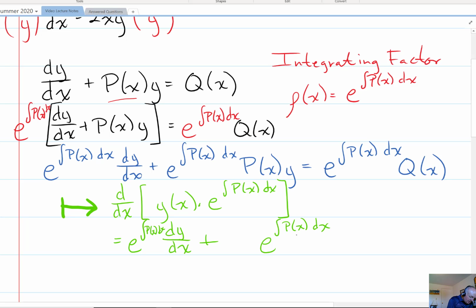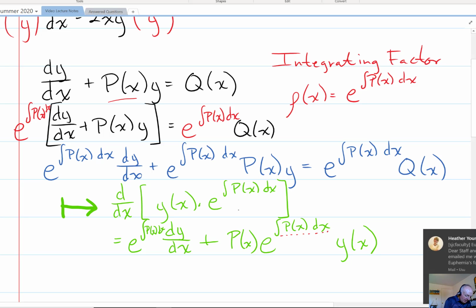Now we got to take the derivative of this using the chain rule, right? And of course the derivative of an integral is just the integrand. So that's the derivative of the first times y of x. Okay. So if we differentiate this, then we end up with this expression.